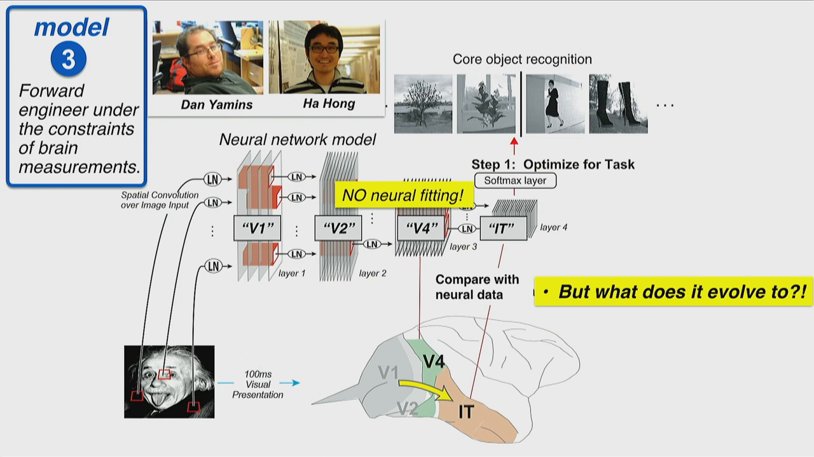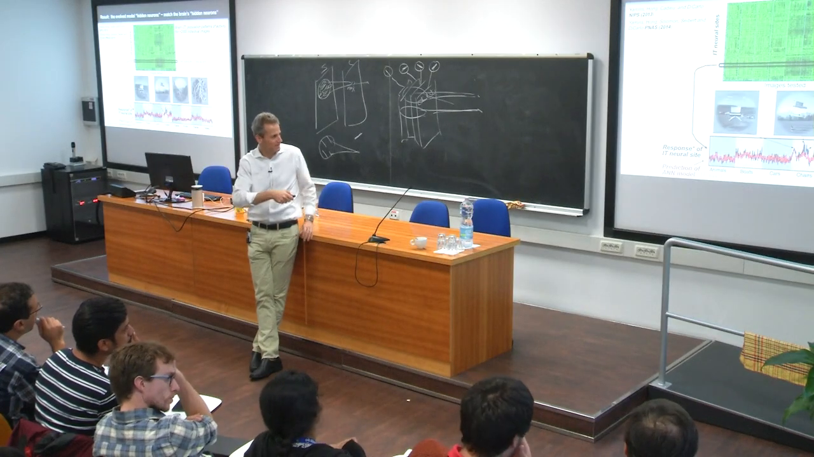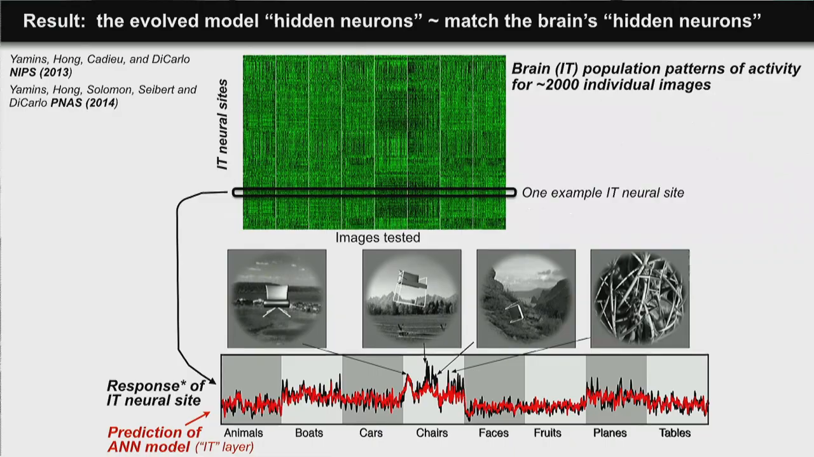But in the biological network, there are recurrences and there's time dynamics that I'm not modeling. Remember, how did I get around that? I just averaged over time to give you one number out of IT. So any time dynamics I've collapsed in the way I'm comparing the data, which is when I show the neural data, that black dot is the average of that IT neuron's responses over 100 milliseconds.